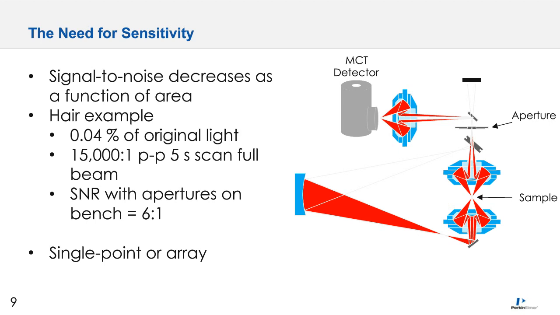Now in this situation, if we need higher sensitivity, we can employ a detector which is called an MCT detector, or mercury cadmium telluride detector. These detectors are approximately 100 times more sensitive than DTGS detectors, and so they're ideal for these sorts of measurements. And these detectors are available in single point or array detector formats. And so the single point detector has one detector element, and the array detector will have multiple elements, either in a staggered linear configuration or in a square array of detector elements.